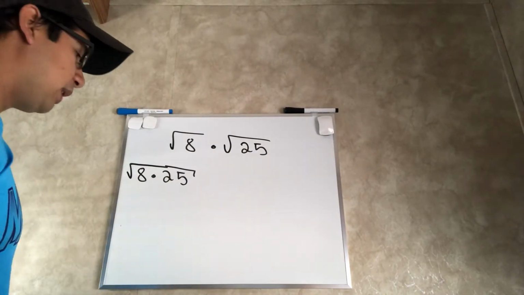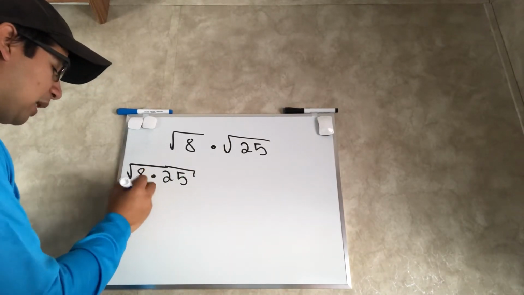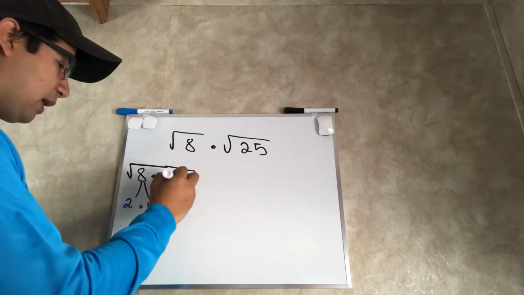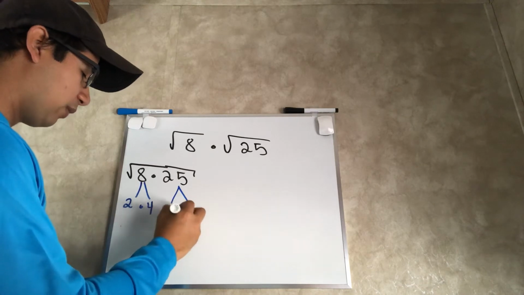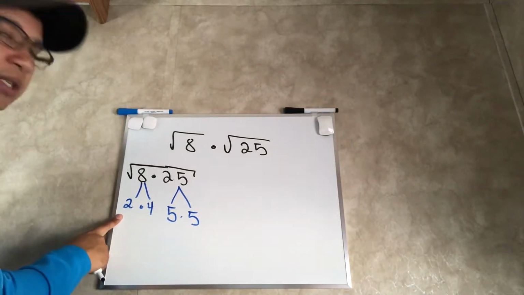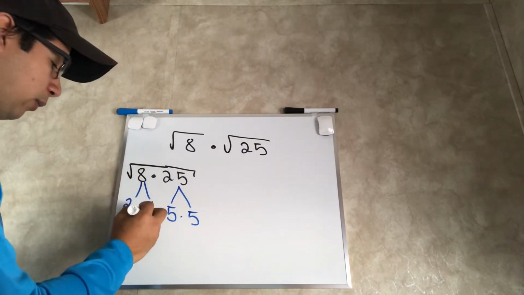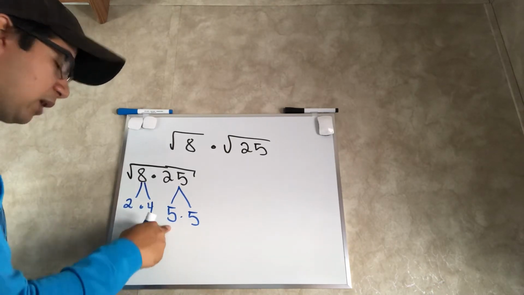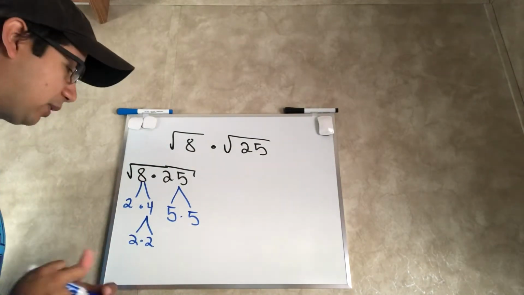So let's go ahead and separate this out. Let's break down our numbers. So the 8 can be broken down into 2 times 4. And that 25 can be broken down into 5 times 5. The 2 is already prime, so you can't simplify that even more. The 4 you can. The 4 can be simplified into 2 times 2. 5 is prime, so you can't simplify that. And 5 is also prime, so you can't simplify that one out.